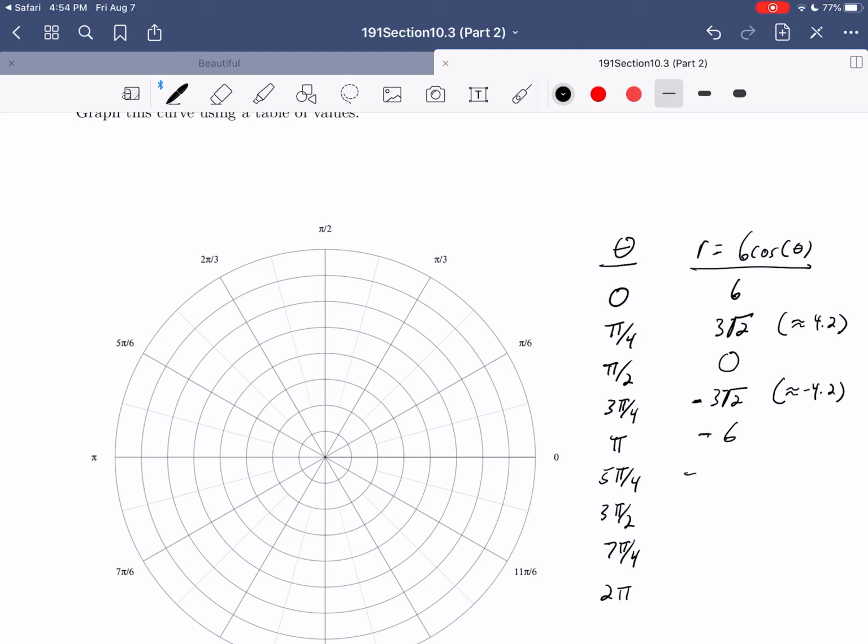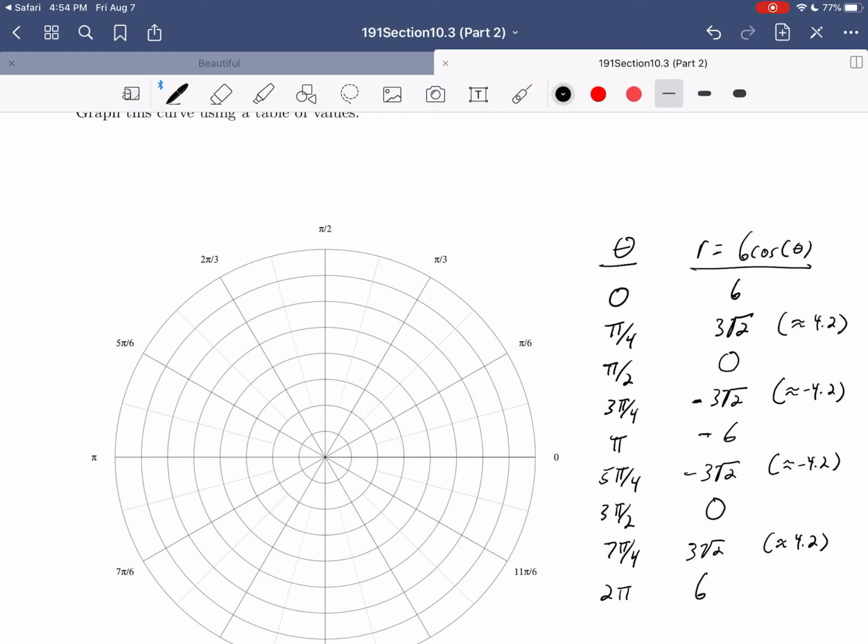For 5 pi over 4, we'll get negative 3 root 2, which is again about negative 4.2. For 3 pi over 2, we'll get 0. For 7 pi over 4, we'll get 3 root 2, which will be roughly 4.2 again. And then for 2 pi, we will get 6. So let's plot these and think about what sort of shape we're drawing here.